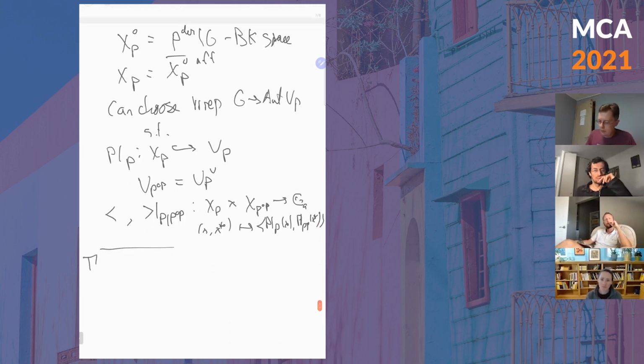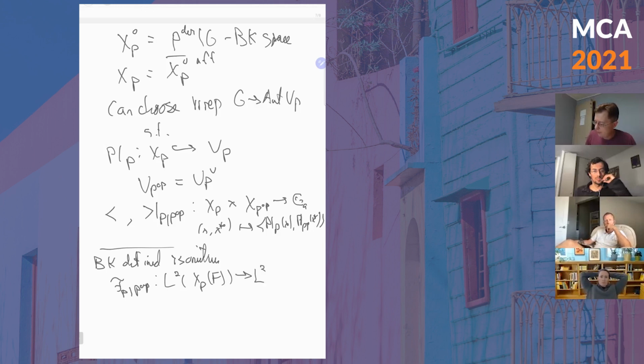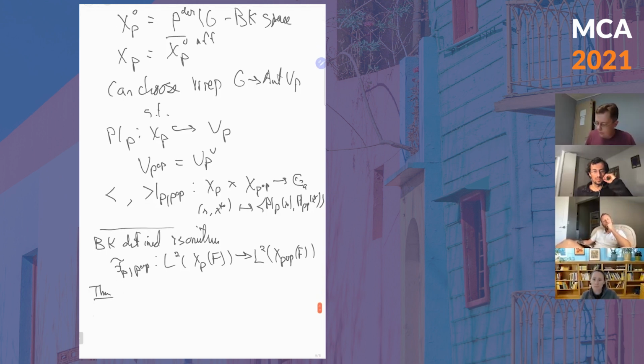And then Braverman and Kazhdan defined isometries FP, P op from L2 XP F to L2 XP op. And here's the theorem that generalizes the theorem for the cone.